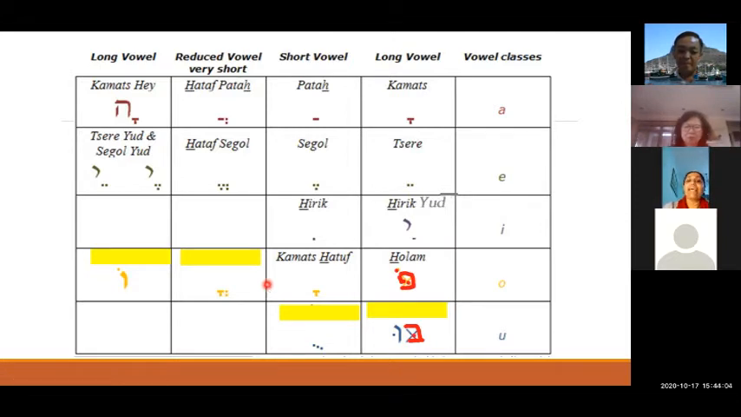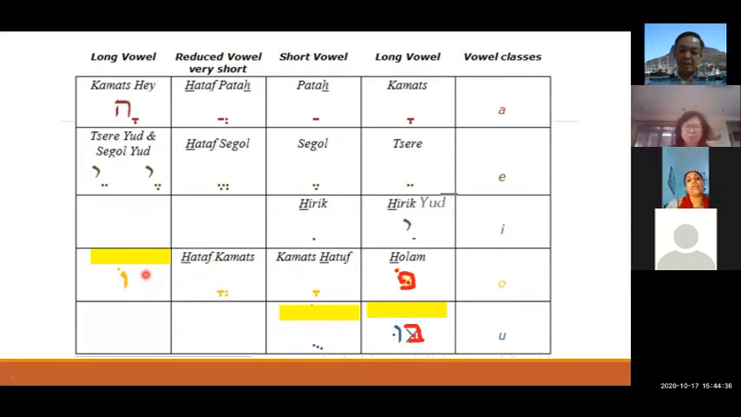And that is why, when we did the Hataf Kamatz, it was said that it is actually an O sound. Although you have the Kamatz vowel and the Shva written along with it, the sound that it makes is an O sound. So this is the Hataf Kamatz.